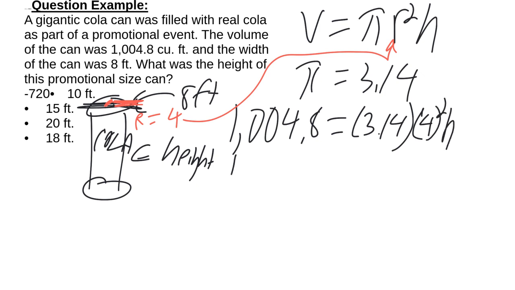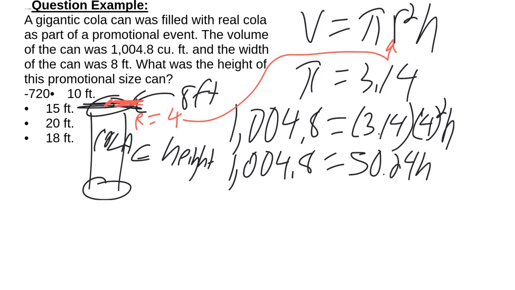Now it's just a matter of doing the math, so we'll just drop down 1,004.8. 3.14 times 4 squared, which is 16. So then that's 3.14 times 16, which is 50.24h. Okay, because we're still looking for height here.